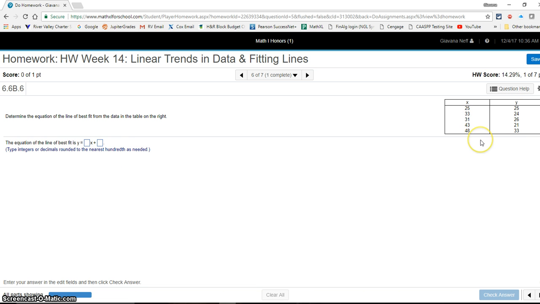And then what we want to do right here is we want to take our table and write that down really quick, and then go to Desmos. So I've got 25, 33, 31, 43, 48. I'm looking at my x coordinates. My y coordinates are 25, 24, 26, 21, 33. I'm just going to double check that I wrote those down correctly because that's important. Okay, now let me go over to Desmos.